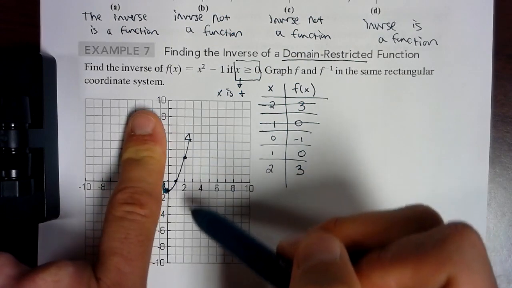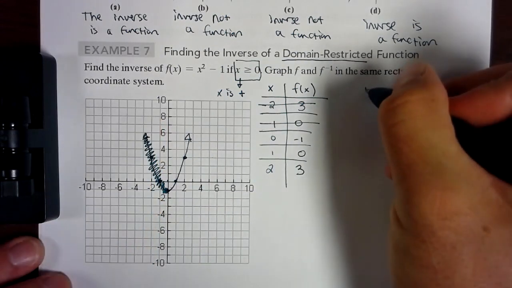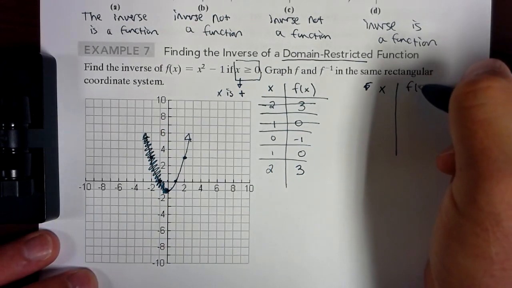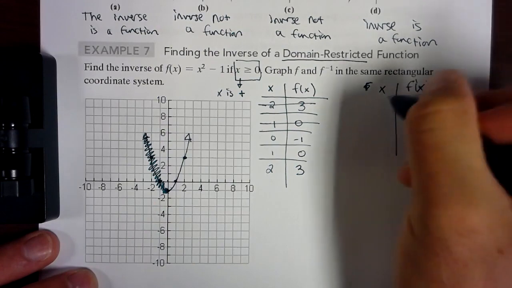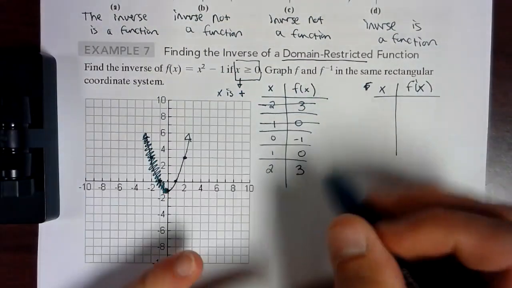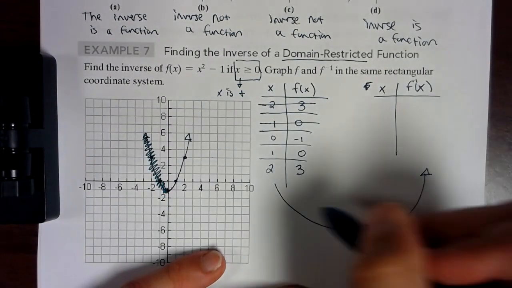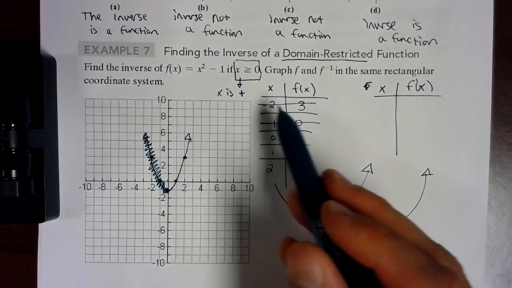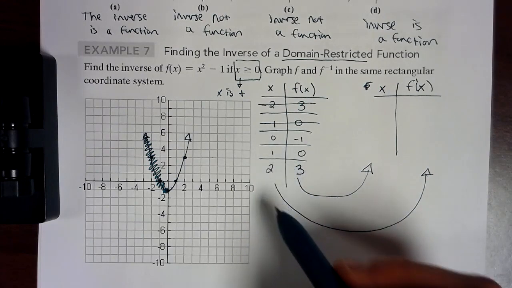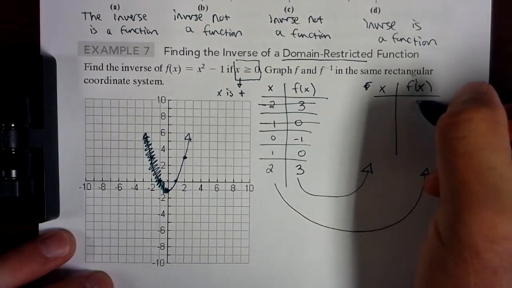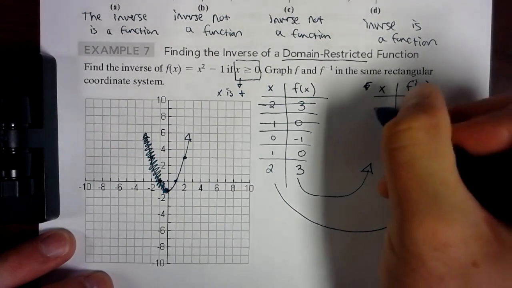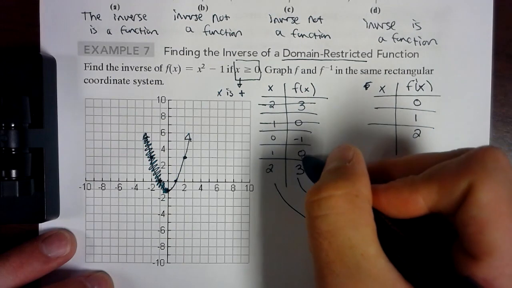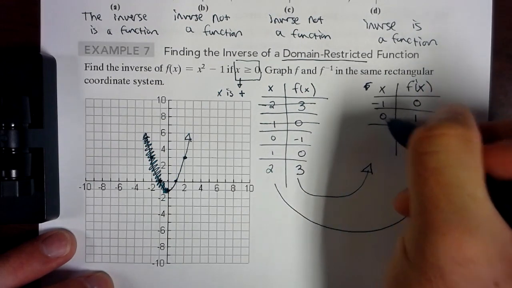And so now we just need to graph the inverse. So how do I graph the inverse? I have x, I have f -1 of x. And so our original x's become the y's, and the original y's become the x's. Now again, I'm only going to take the values for where x was positive. So that's 0, 1, and 2. Those are going to be the new y's, 0, 1, and 2. And then -1, 0, and 3 are the new x's.